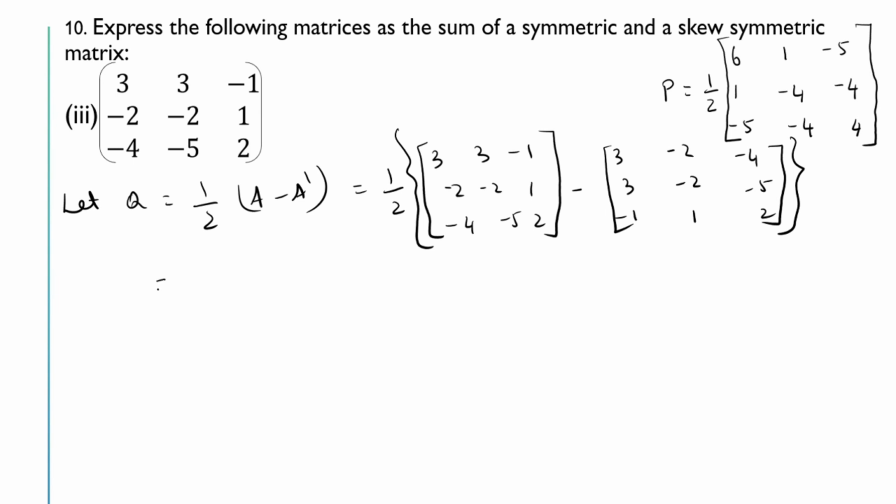So this is equal to half of 0, 5, 3, minus 5, 0, 6, then minus 3, minus 6 and 0.